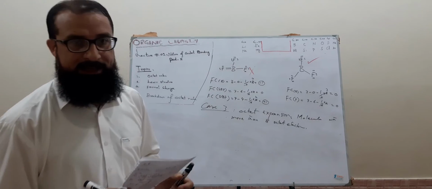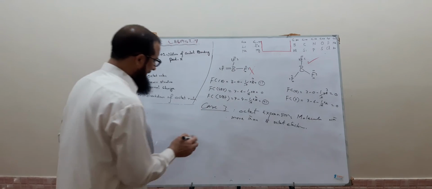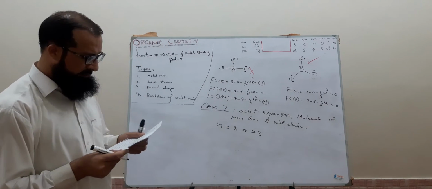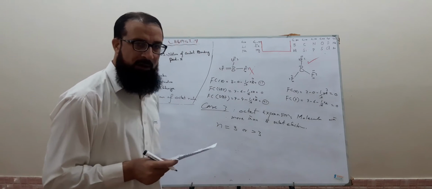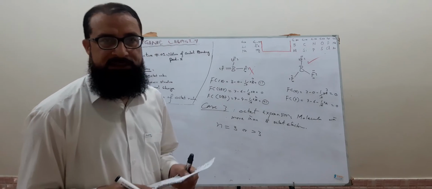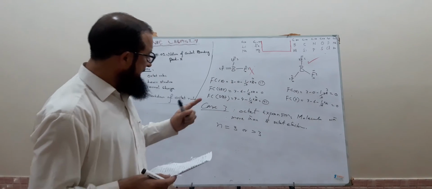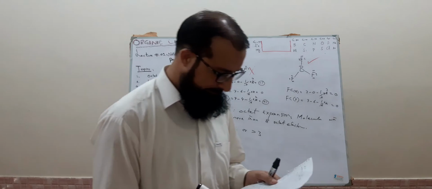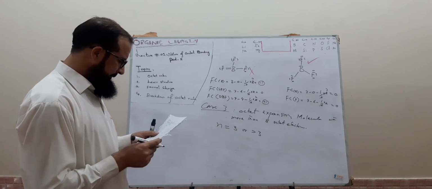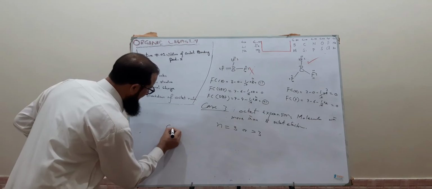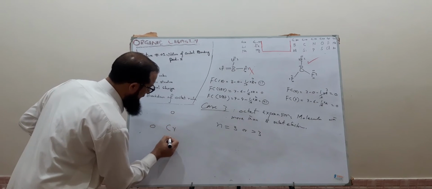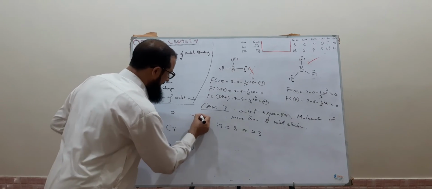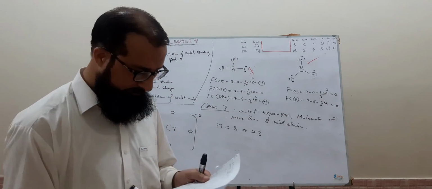And this always takes place in molecules where n is equal to 3 or greater than 3, where n is the principal quantum number, which means that the d orbital is now involved. And this octet expansion is also due to the involvement of the d orbital. For example, let me take this example. So how can we draw the Lewis structure for this molecule?